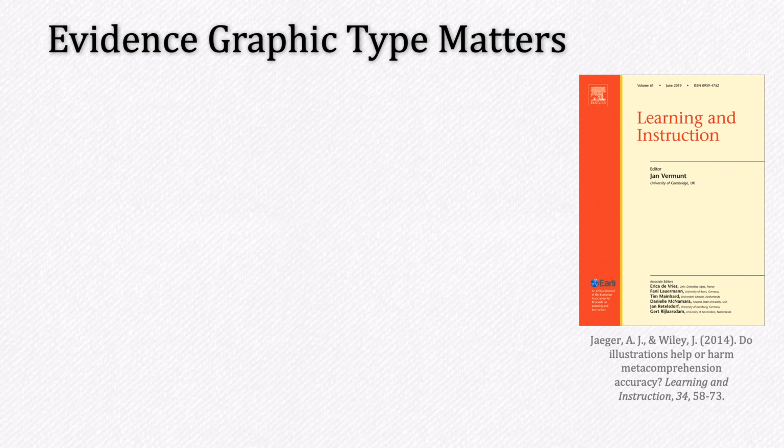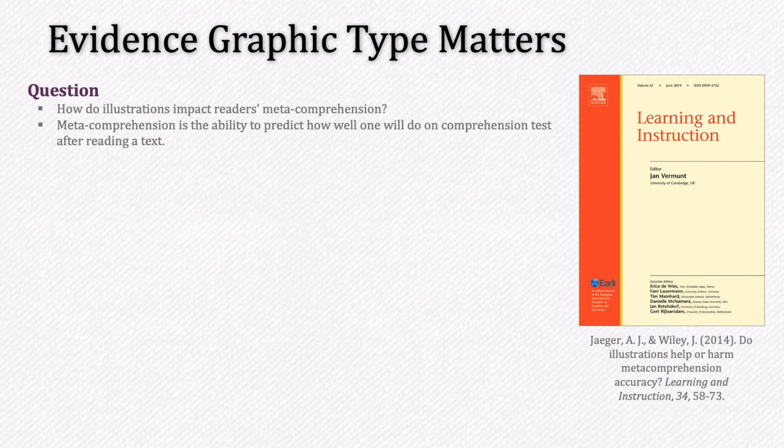So you might be wondering, is there any evidence that graphic type actually matters when it comes to learner comprehension? Well, the short answer is yes. This is an evidence-based phenomenon that has been thoroughly researched. For example, let's take a look at this 2014 study by Yeager and Wiley. Essentially, they wanted to know, how do illustrations impact readers' meta-comprehension?